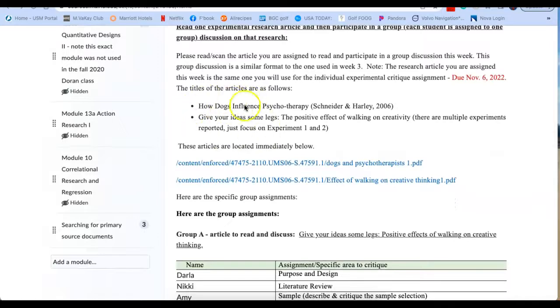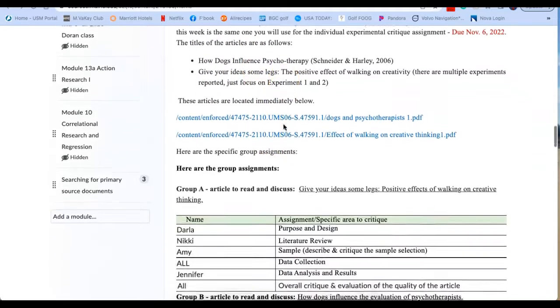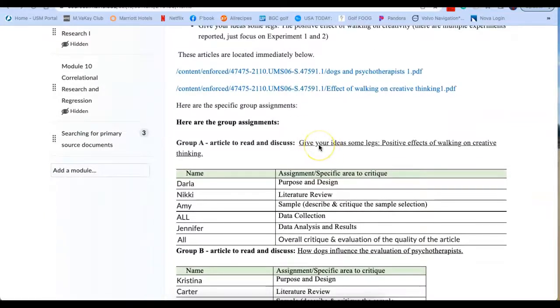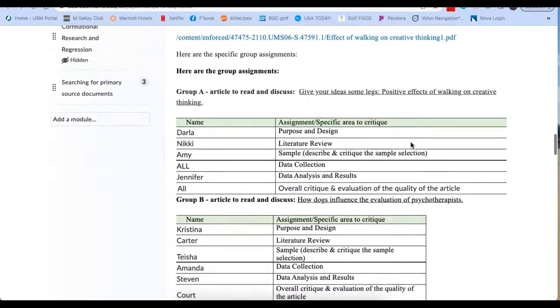So I'd like you to read one of these articles. Here's the PDFs for each one of those. And then I'd like you, as a group, to discuss the articles. As an example, Group A is reading "Give Your Ideas Some Legs: The Positive Effects of Walking on Creative Thinking." These are the people assigned to that. You can see there's only 4 people assigned. We started off with 5 in this group and 1 person withdrew from the course.